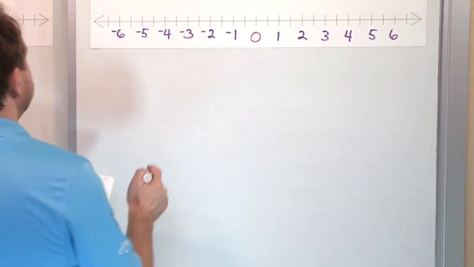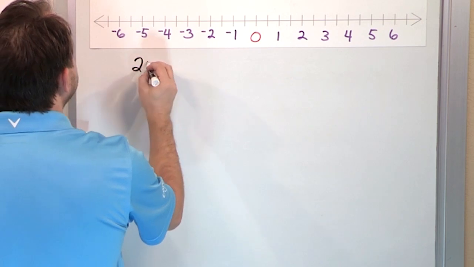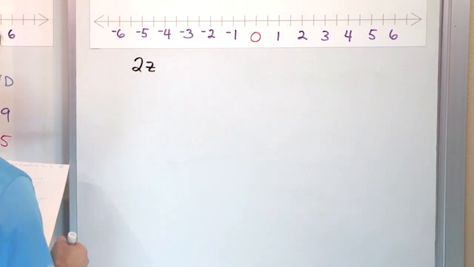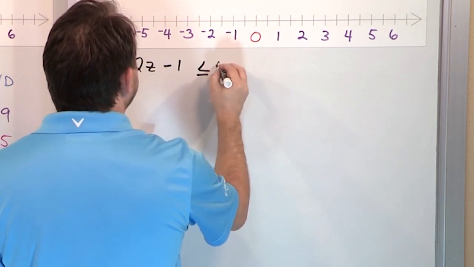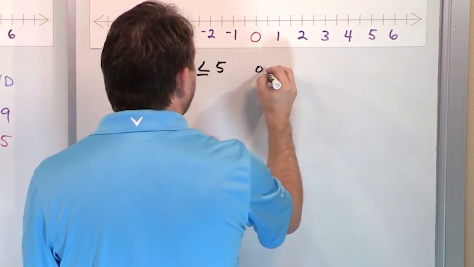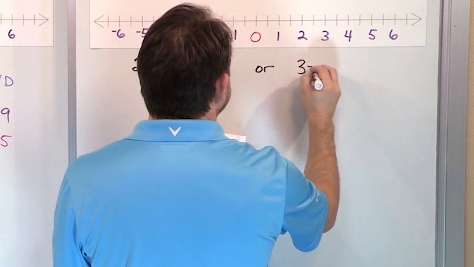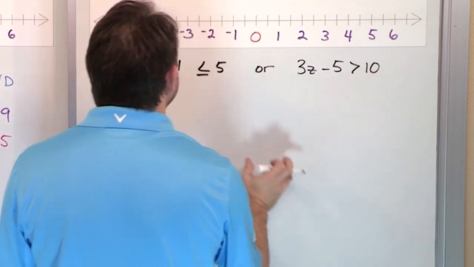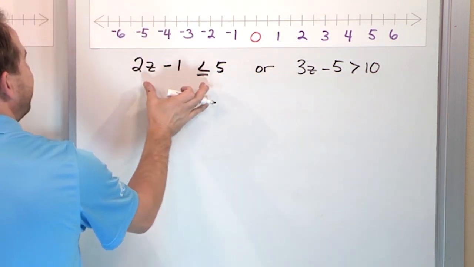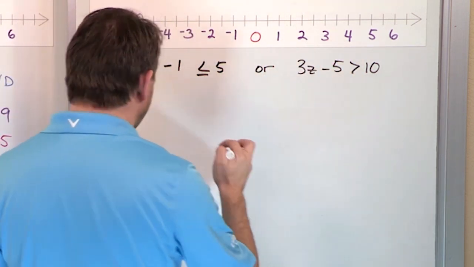Now for our next problem, let's say we have 2z, we're just using a different variable, but it's exactly the same sort of deal, minus 1, less than or equal to 5, and then you have the word "or", 3z minus 5 is greater than 10. So now we don't have an "and" here, we have two inequalities joined with an "or".